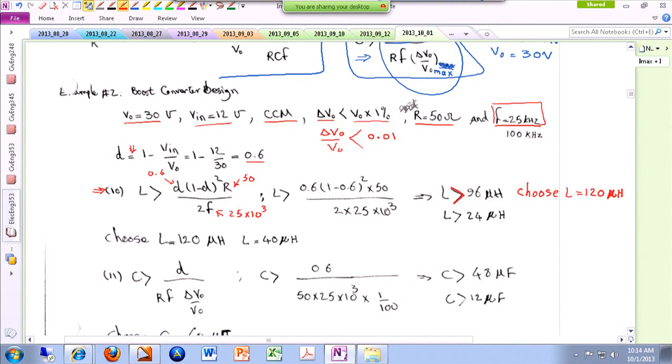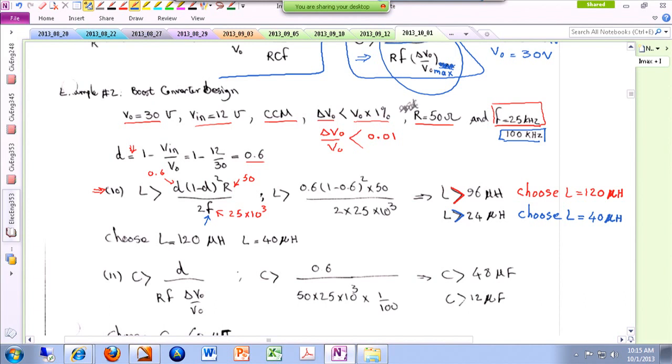Now, if you choose the switching frequency to be 100 kilohertz, all you have to do this time, instead of F being 25,000, you have to put F being 100,000, which is 4 times more. Therefore, the inductor that you need is 4 times smaller. So you have quadrupled your switching frequency, and your inductor shrunk 4 times smaller. So in this second case, L has to be greater than 24 micro. So you can choose L to be 40.